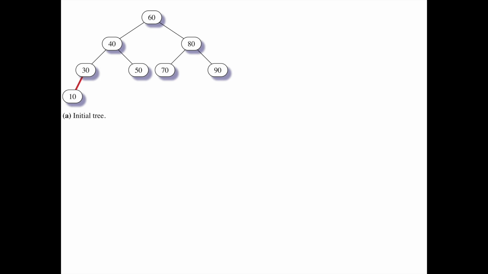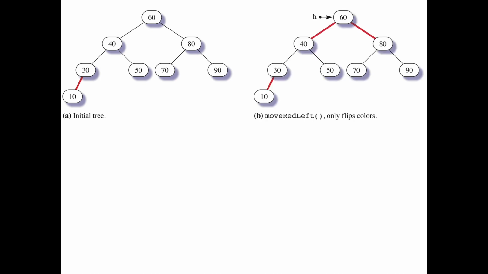So we are at 60 and we do move red left. Well, we've seen this code before. In this situation, move red left only flips the colors. So the link from 40 to 60, which was black, turns red, and the link from 80 to 60, which was also black, turns red, because those colors get flipped. And then it gets called recursively to 40. Okay, so now we are at 40, and it gets called recursively. So let's see in the code what happens there.